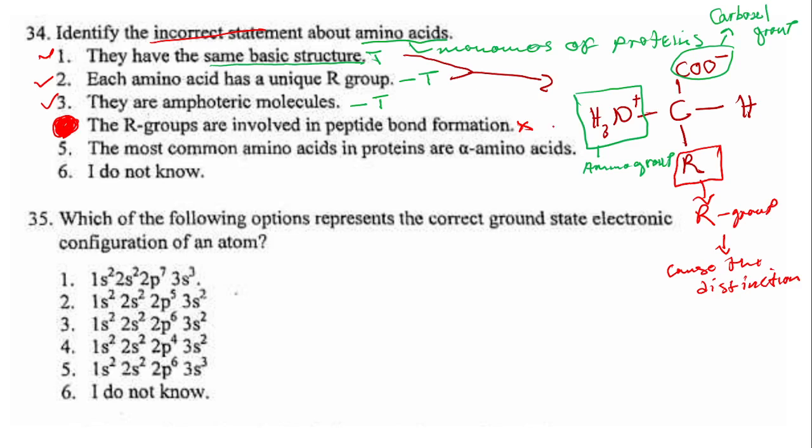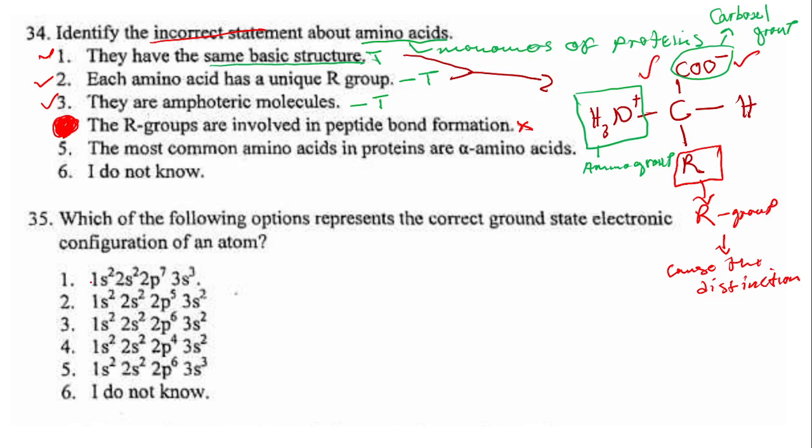The groups which take part in the peptide bond, which is formed by a condensation reaction since water is produced, are simply the carboxyl group and the amino group. These are the two which are involved.